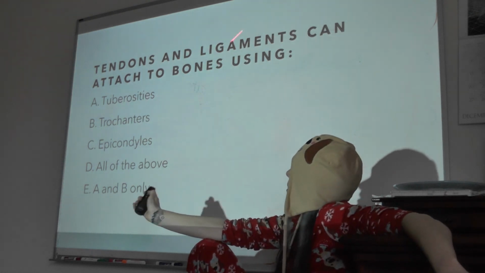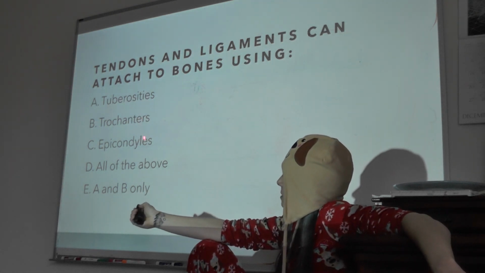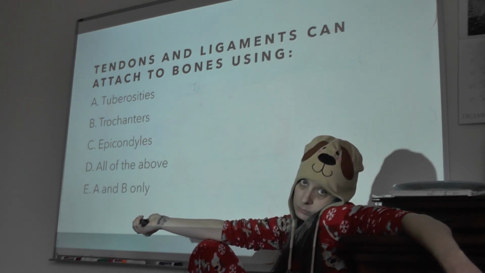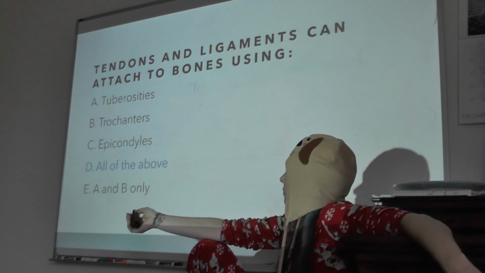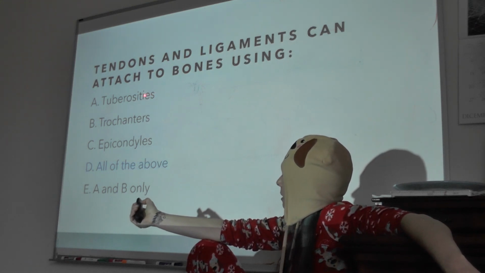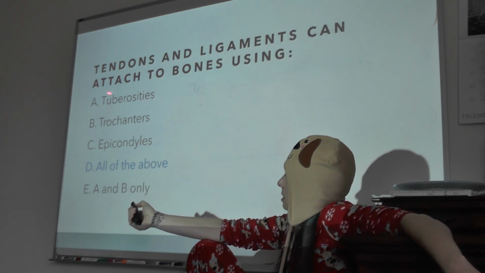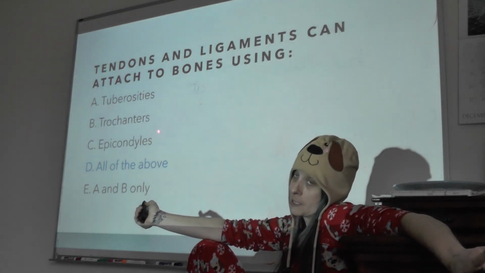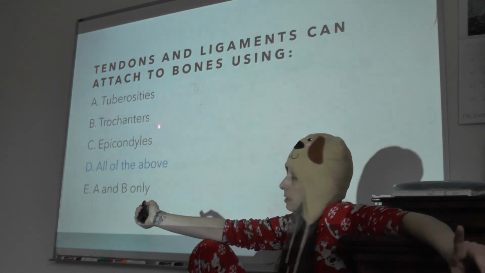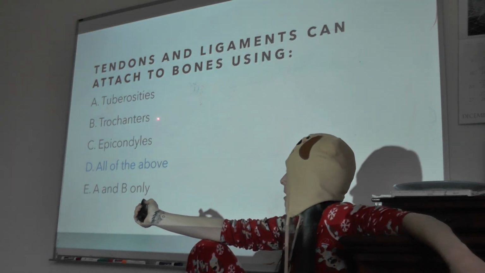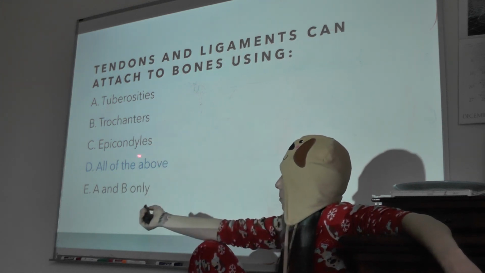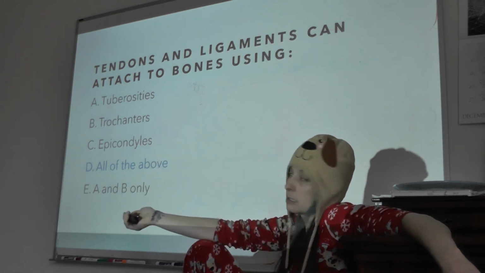Okay, tendons and ligaments can attach to bones using tuberosities, trochanters, epicondyles, all of the above, A and B only. All of the above. So yeah, your deltoid tuberosity is where your deltoid attaches. Your greater and lesser trochanters are on your femur. All sorts of muscles attach in there. They're awesome to hold your thigh in place. Epicondyles, like your medial epicondyle, are attachment points for some of our supporting ligaments in synovial joints and things.